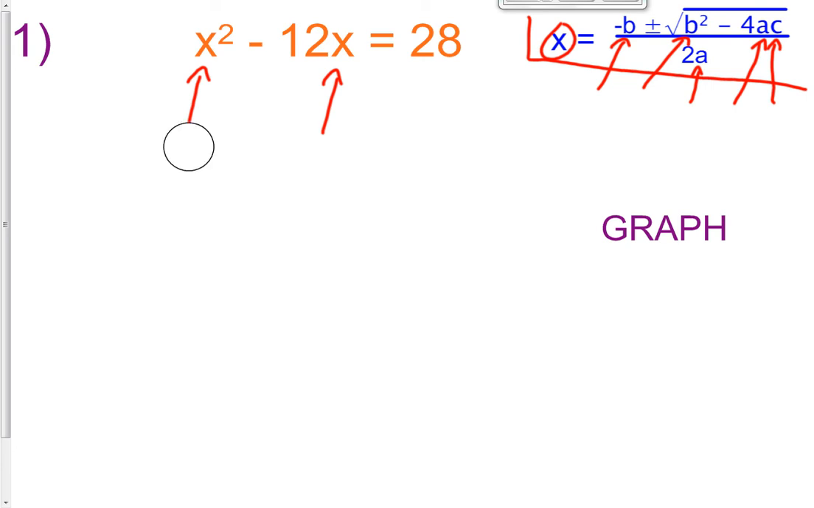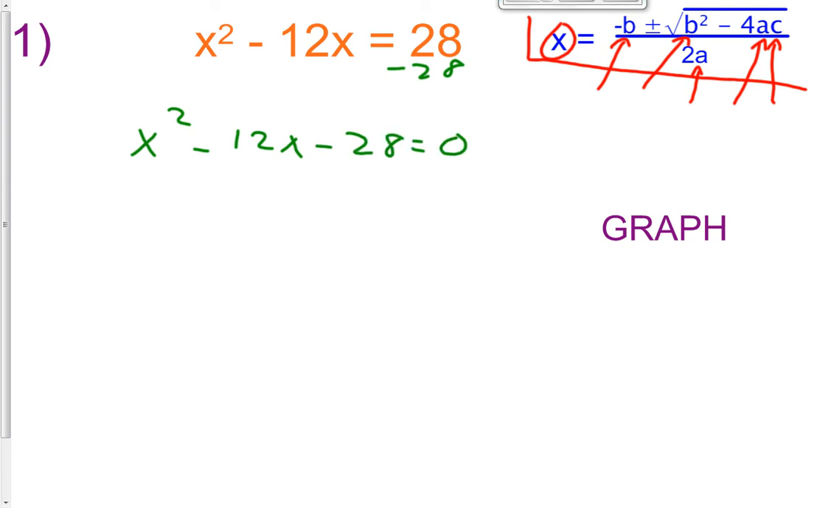So when we do this, we first have to get it into standard form. So let's get a 0 onto the right side. So we have to subtract 28 from both sides. So put this in descending order. It's x squared minus 12x minus 28 equals 0.